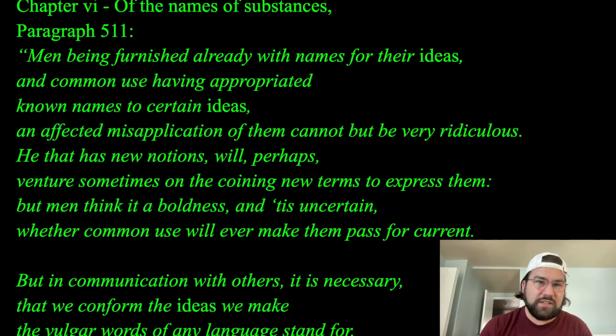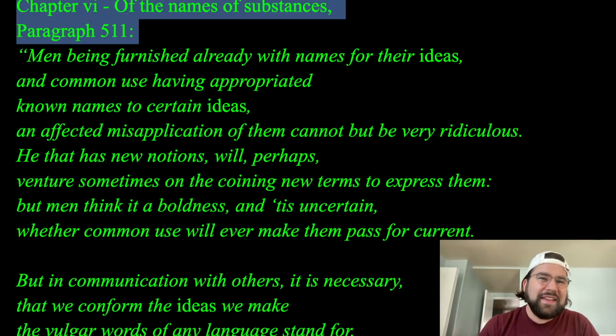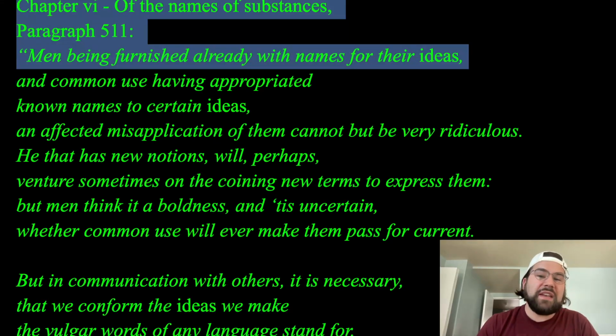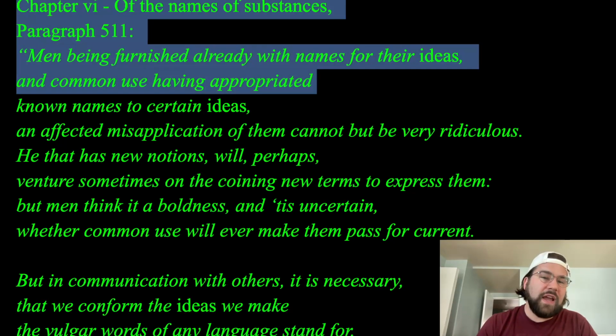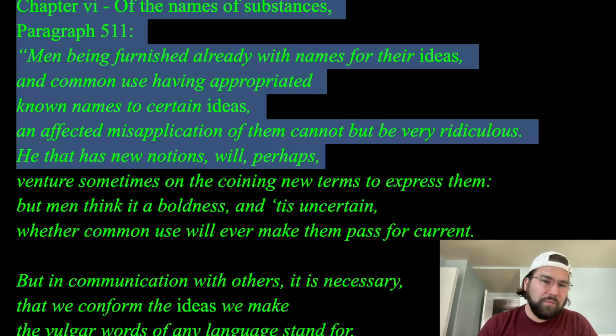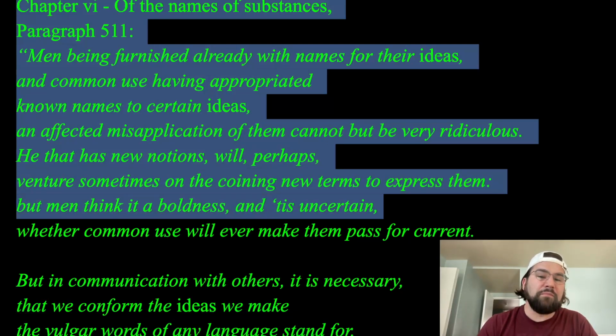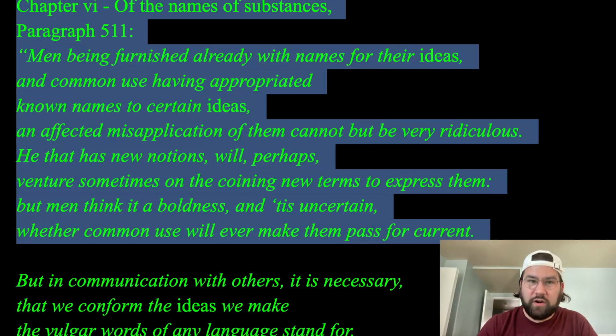Moving on to chapter 6. Bit of a bigger passage. I'm going to break it into a couple parts. Chapter 6, called The Names of Substances, in paragraph 51. It's a big one. Locke says, men being furnished already with names for their ideas, and common use having appropriated known names to certain ideas, an affected misapplication of them cannot but be very ridiculous. He that has new notions will, perhaps, venture sometimes on the coining new terms to express them, but men think it a boldness, and 'tis uncertain whether common use will ever make them pass for current.